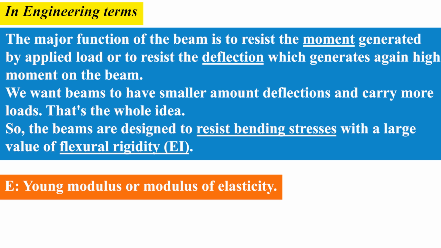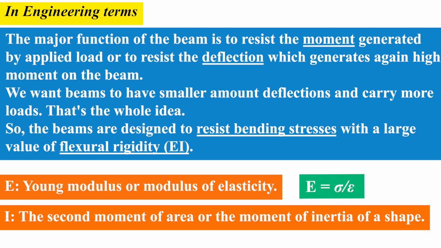E, Young's modulus or modulus of elasticity. Young's modulus is a material property that tells us how strongly a material resists deformation or deflection, and is defined as the ratio of tensile stress to tensile strain. I, the second moment of area or the moment of inertia of a shape. It is a measure of the efficiency of a cross-sectional shape to resist bending caused by loading. Units are mm to the power of 4.